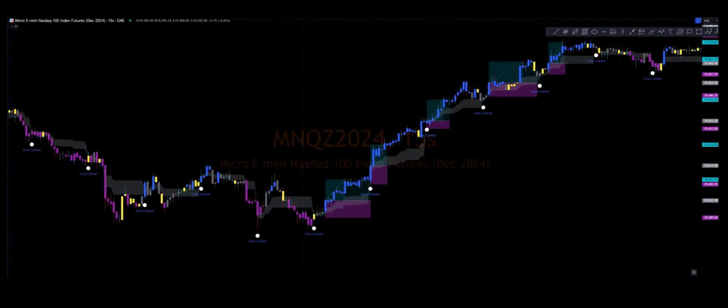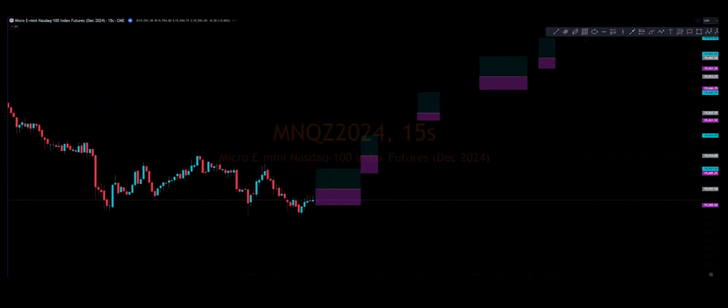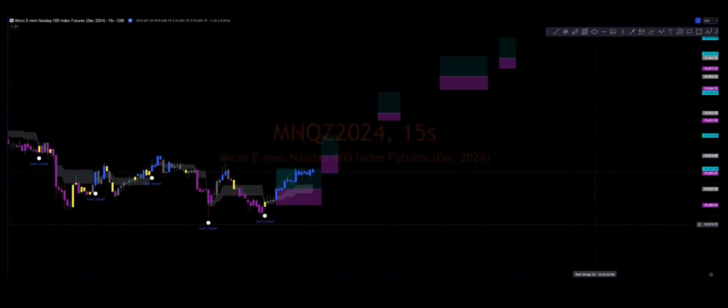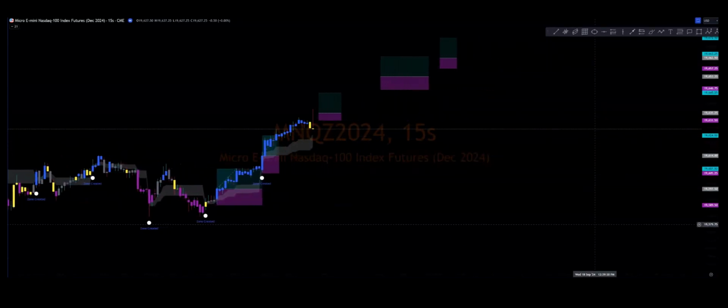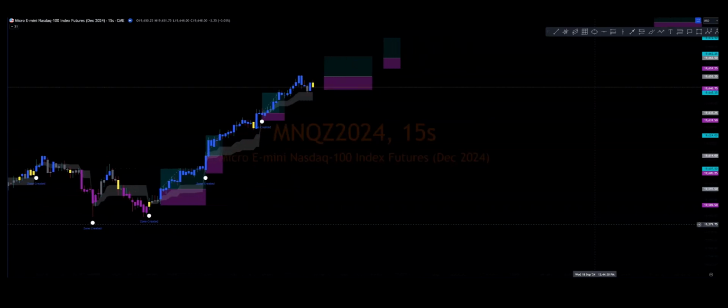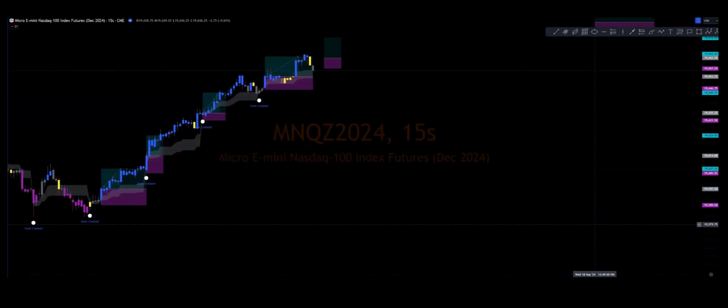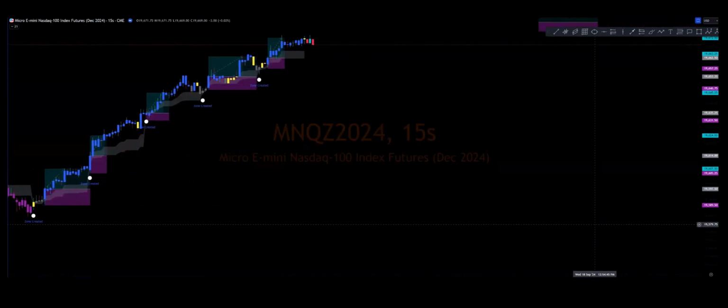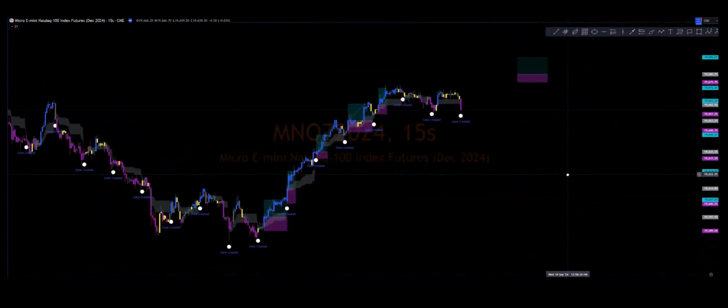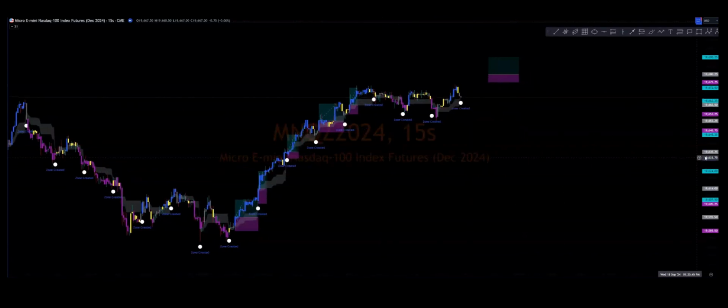And if you want to see a replay of it, here we go. We'll do this so that you can see how it works. Boom, boom, boom, boom, boom. And this is where we had our pause because we got into a consolidation.